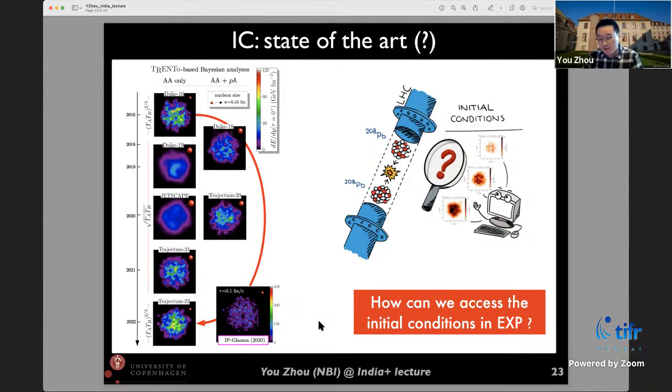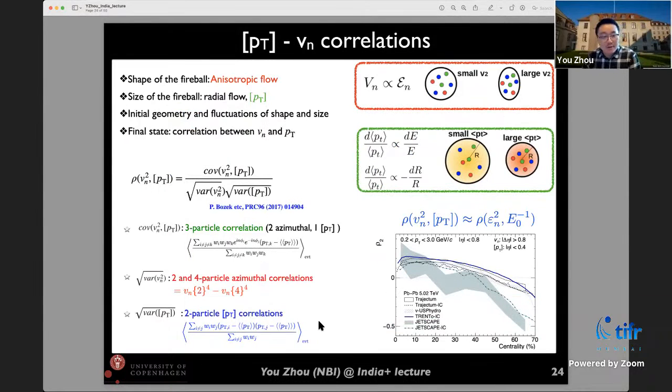And then the question for us is how can we access the initial condition in experiment? And how can we improve our understanding of the initial conditions? One of the ideas is the following. Before, we talked about flow; in the last 20 slides, we talked about flow and the anisotropic flow. The anisotropic flow will give us information about the initial shape, the eccentricity, right? So if you have a small v2, it basically tells you that you have a small eccentricity. If you have a large v2, it has a larger eccentricity.